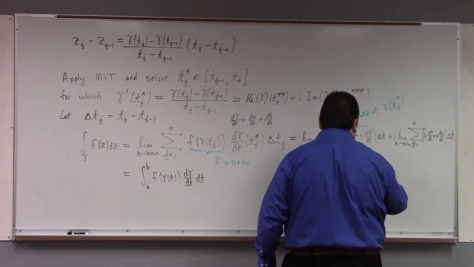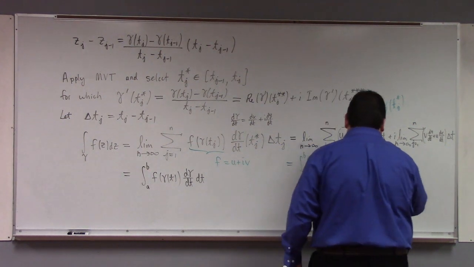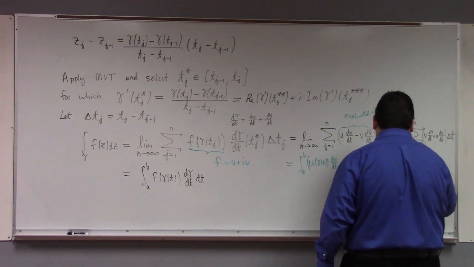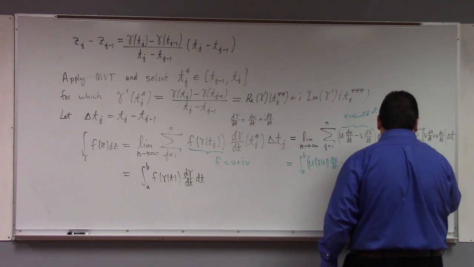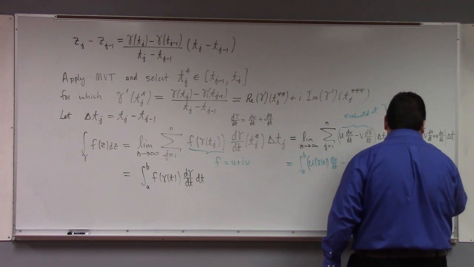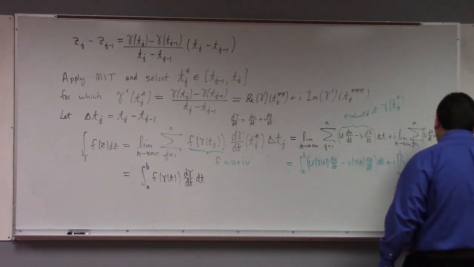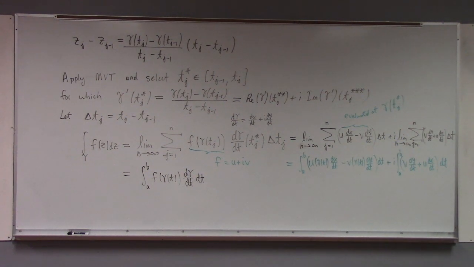I find myself writing the dependence again, but I'm not going to write it over here because I don't have enough room. Plus the integral from a to b of v dy dt plus u dx dt. Which is what I was asserting over there, right? That this complex integral is actually two real line integrals added together.